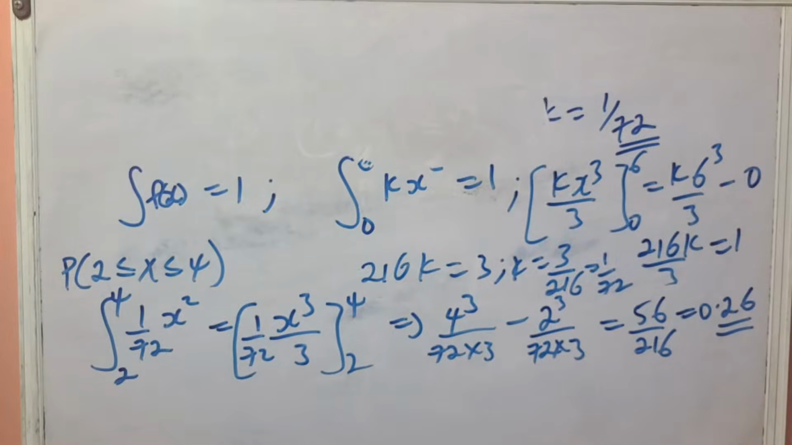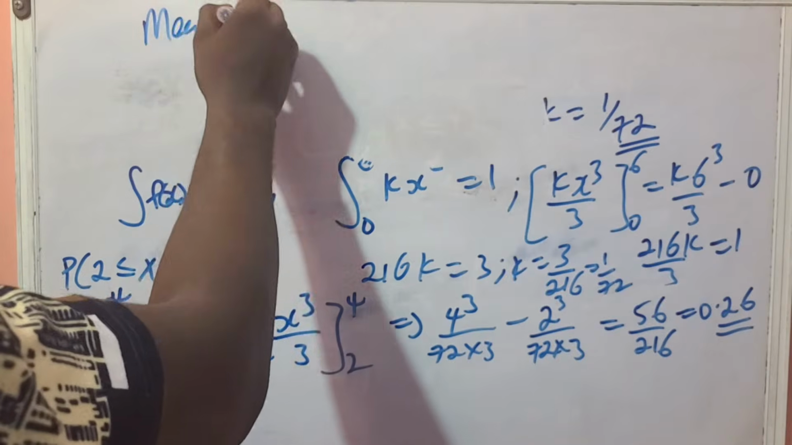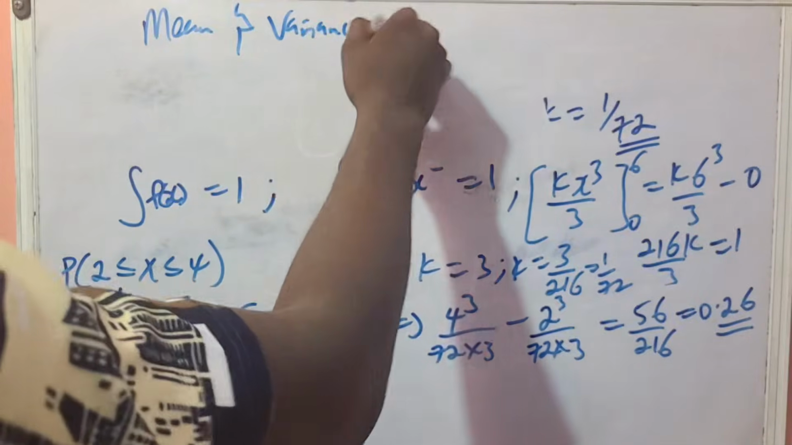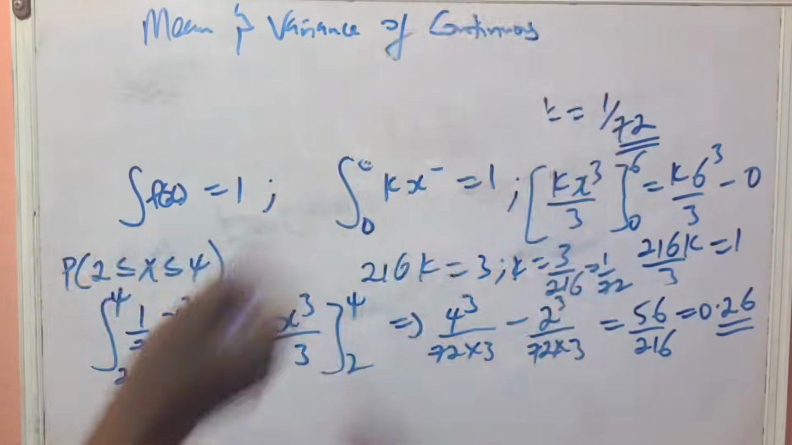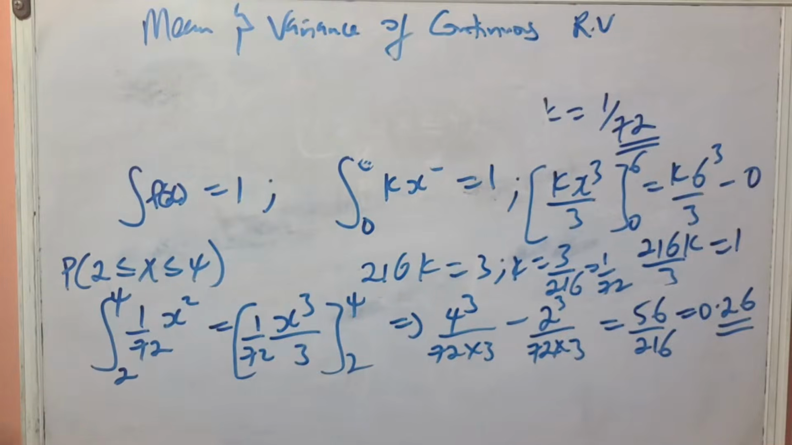So the topic we are dealing with now is the mean and variance of continuous random variable. Just like we did with discrete random variable, you have to be able to answer questions around mean and variances of continuous random variable. Don't forget, can anybody tell me another word for the word mean? I said it probably in yesterday's class. What is another word for the word mean?